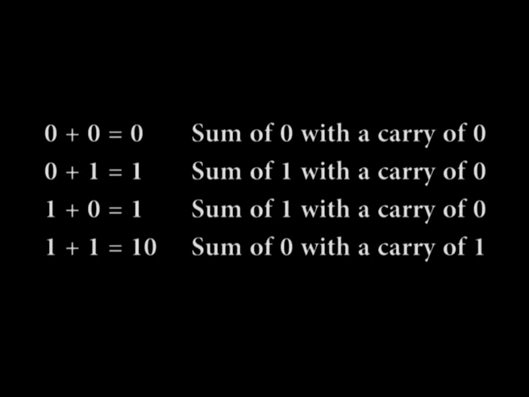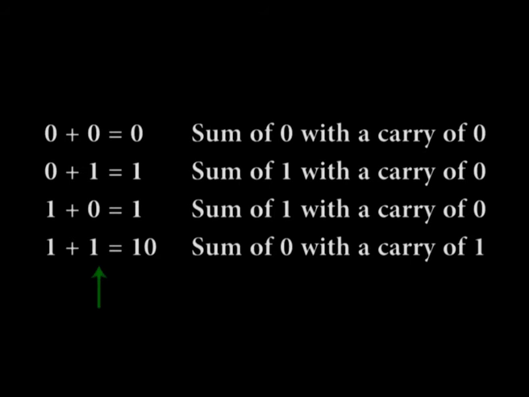Binary addition. The 4 basic rules for adding binary digits are as follows: 0 plus 0 is a sum of 0 with a carry of 0; 0 plus 1 is a sum of 1 with a carry of 0; 1 plus 0 is a sum of 1 with a carry of 0; and 1 plus 1 is a sum of 0 with a carry of 1. Notice that the first 3 rules result in a single bit, and in the 4th rule the addition of 2 ones yields a binary 2, that is 10.